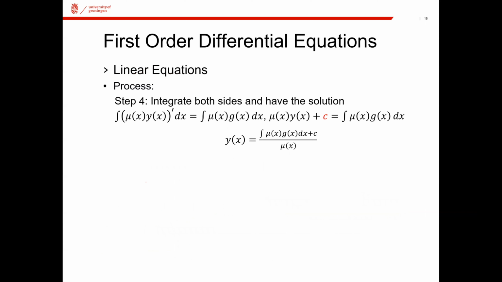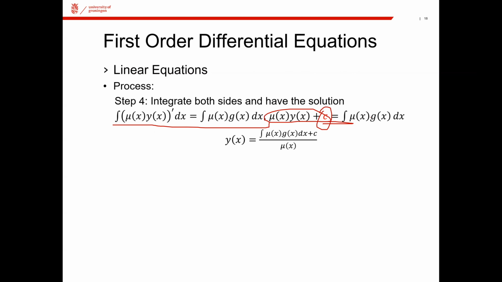And then the fourth step is to integrate both sides and have the solution. So after the integration, the left side is easy. It will be mu(x) times y(x), and the right side will have plus C. And still, don't forget the constant here, the C.